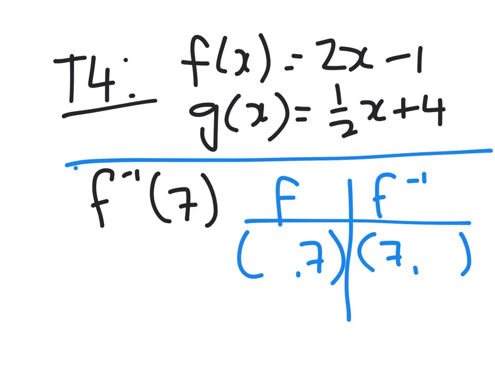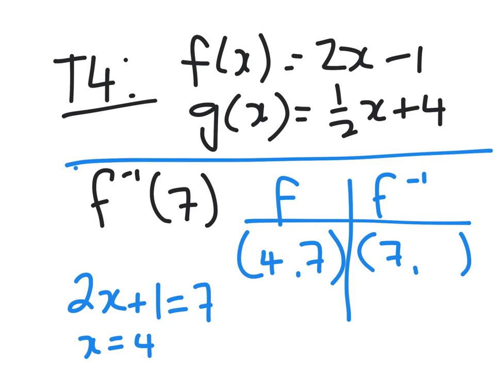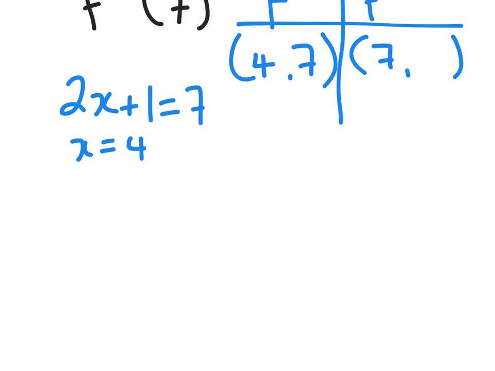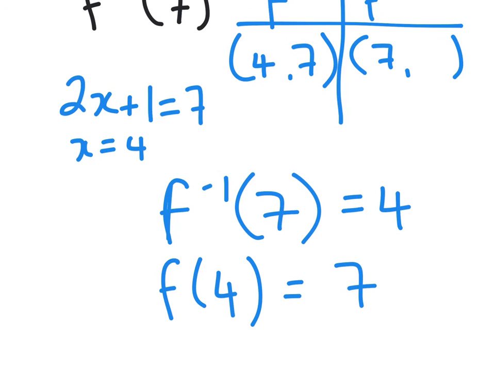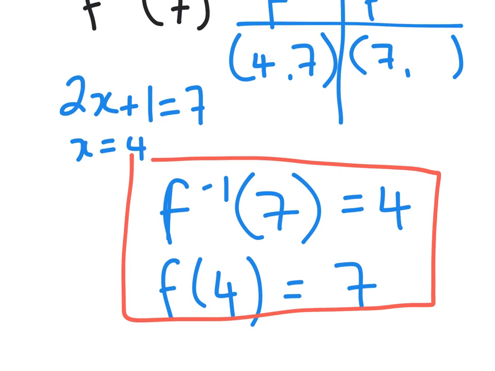So that means that 2x minus 1, that's f of x, equals 7. Which value of x, which input, gives me 7 as an output? If you solve that, x is 4. So f inverse of 7 equals 4. That's because we know that f of 4 equals 7. Right? That's how inverses work. F takes 4 to 7, f inverse takes 7 back to 4.